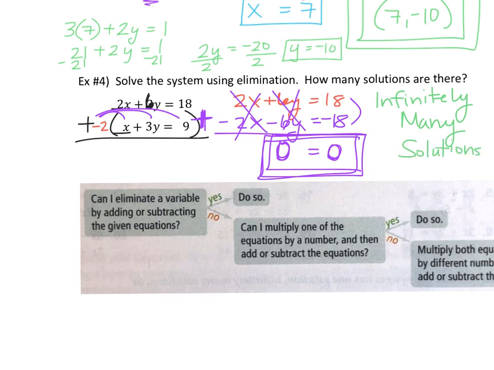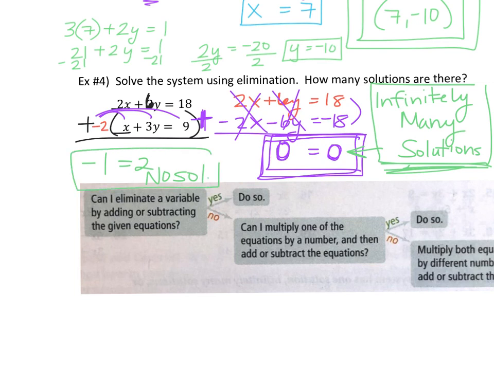Remember when the variables go away and you're left with a true statement, it's infinitely many. If it ended up being like negative 1 equals 2, then you would say no solution. But for this one, it ended up being a true statement, 0 equals 0 or 10 equals 10. Anything that's true will be infinitely many solutions.